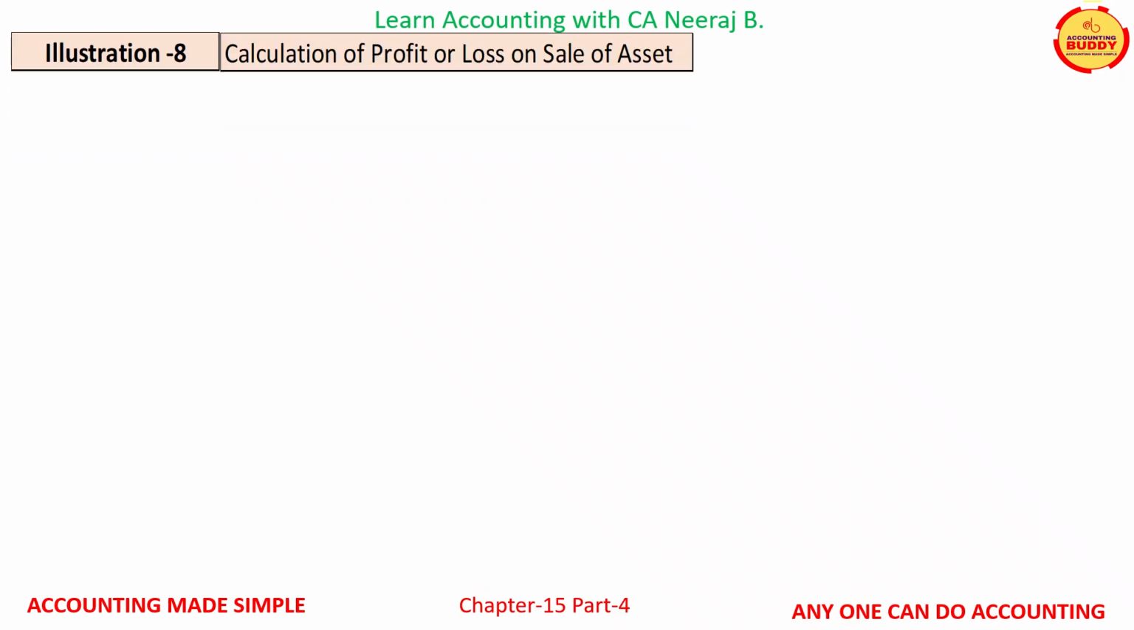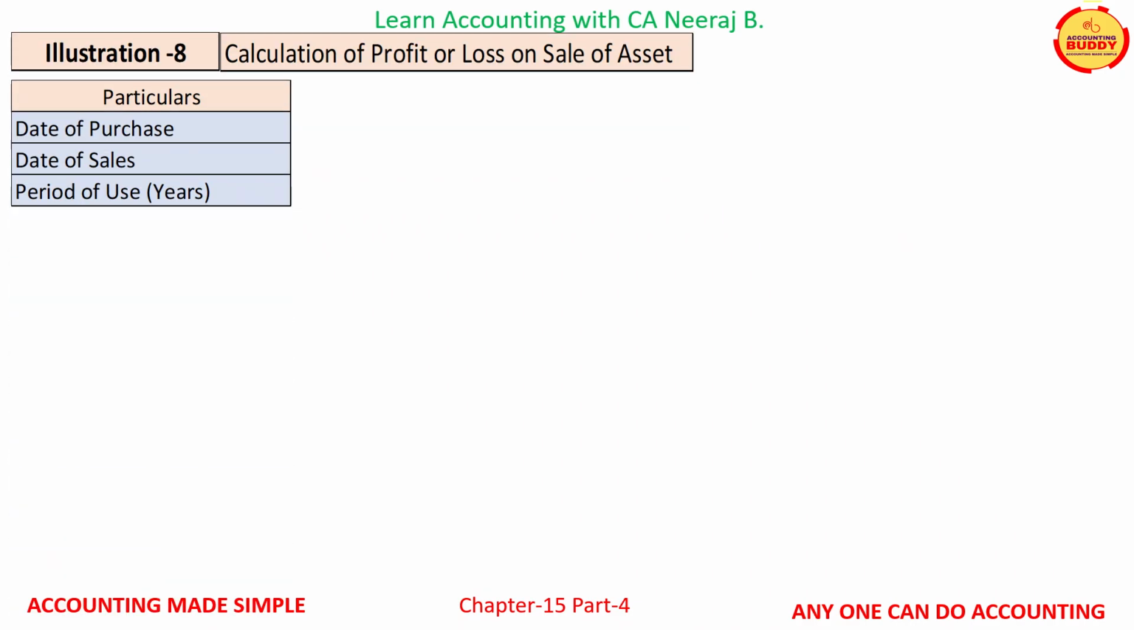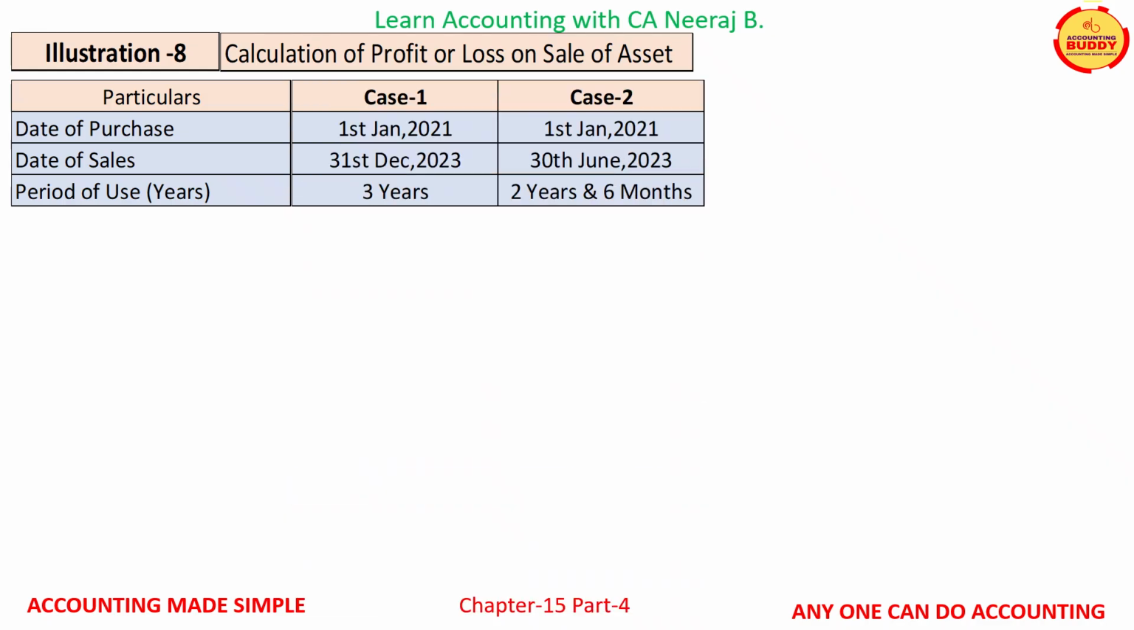Basis information as per the previous slide, let us plot the basic information relevant for calculating the profit or loss on sale of machinery. That is the date of purchase, the date of sale, and the number of years the machine was used by the business before it is sold. This information related to case 1 and case 2 is shown on your screens.